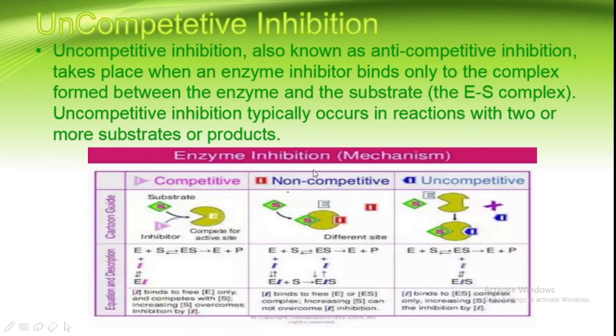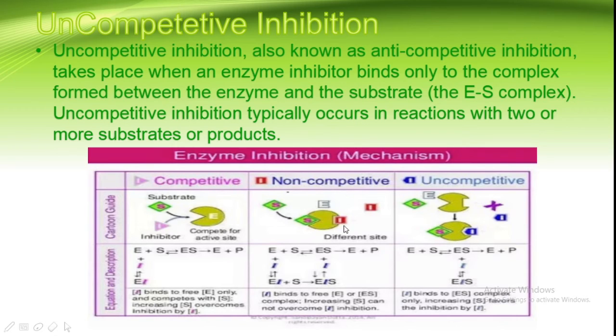Overall, in the enzyme inhibition mechanism, the competitive one is where the substrate and inhibitor, instead of the substrate, the inhibitor will move and compete for the active site. So there is a fight between the two, which one will reach first. If the inhibitor reaches first, the substrate does not get a place. So this is called the competitive one. They are competitive to each other.